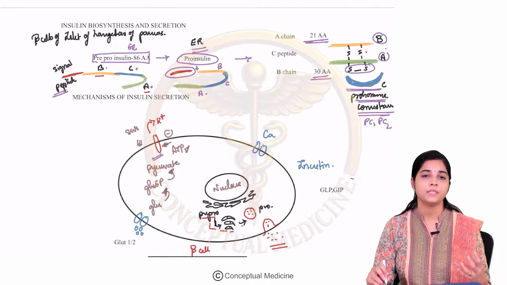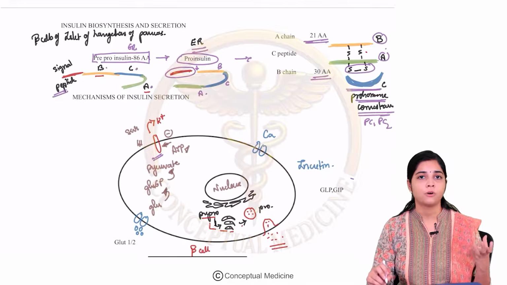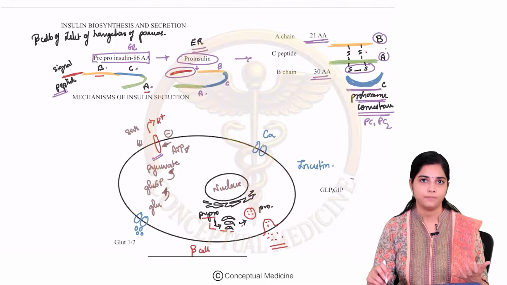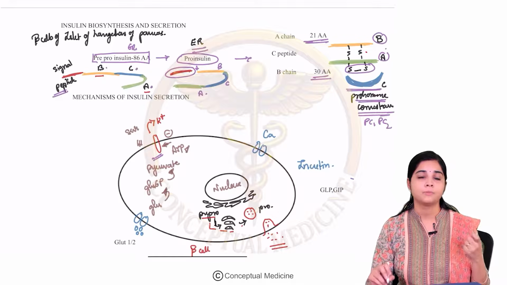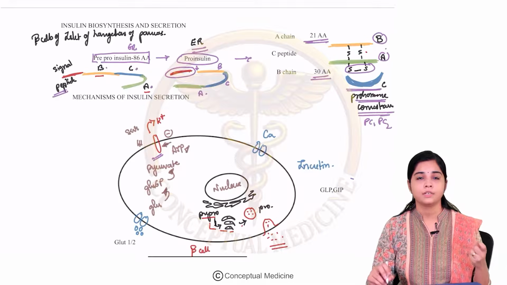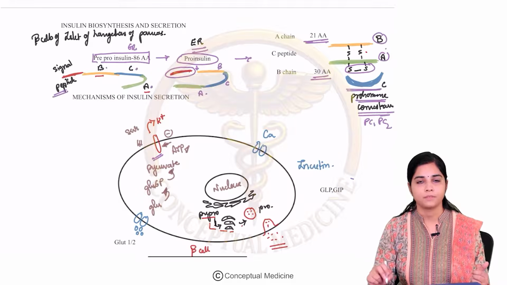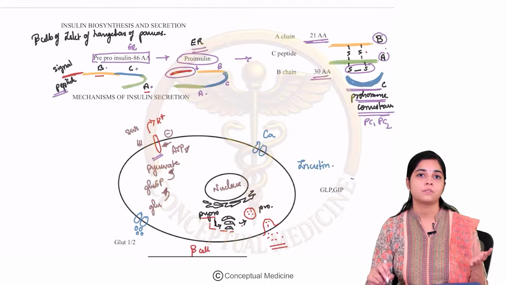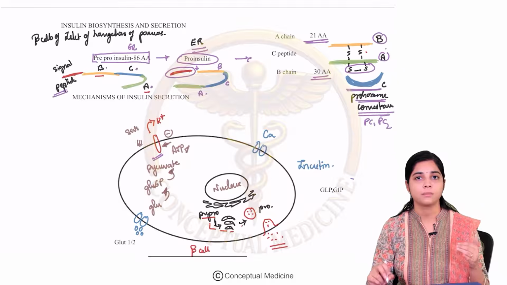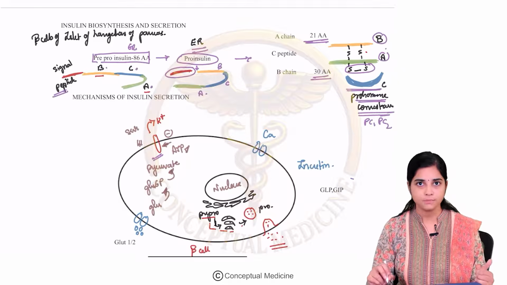Now once this insulin is released, it is stored in the form of vesicles within the beta cell. When the stimulus is there to release the insulin, the vesicles undergo exocytosis and release the insulin into the blood. So this insulin is packaged and stored in vesicles, and it is released into the blood when the appropriate stimulus is present.